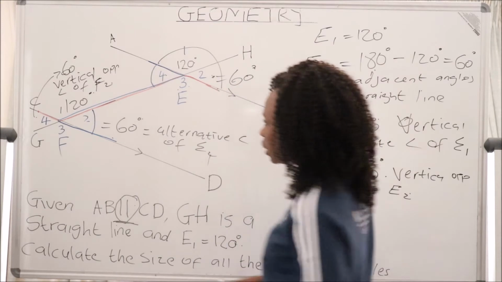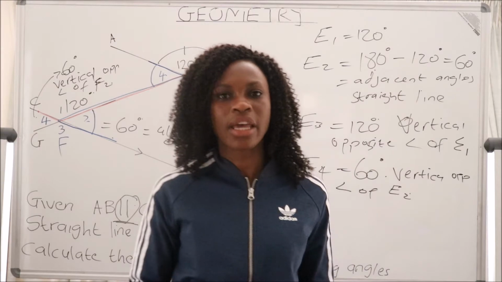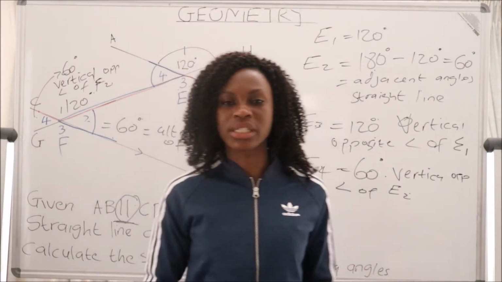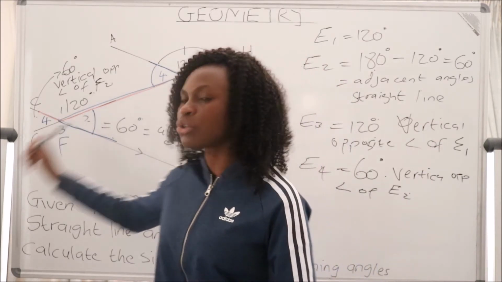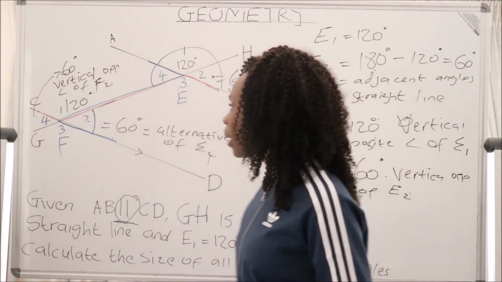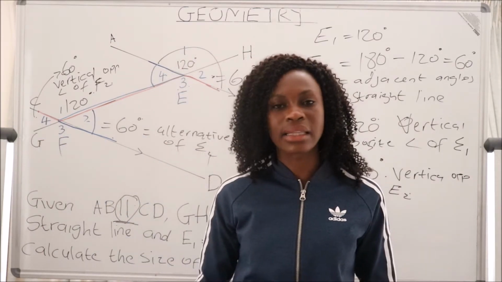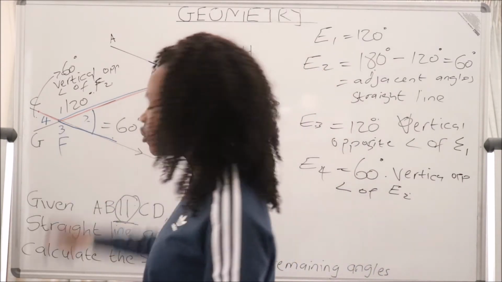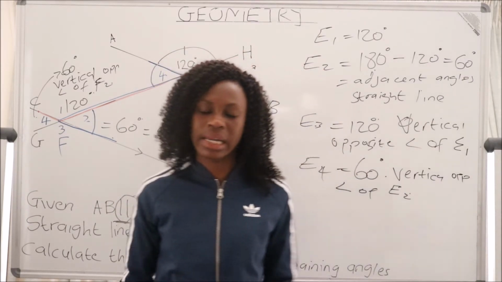Now that we have 120 degrees for F1, to get the value of F3, there are many ways we can do it. We can say that F3 is vertical opposite to F1, which is 120 degrees, and we know that vertical opposite angles are equal to each other. Or the other way is to say that F3 and F4 are in a straight line. Adjacent angles are supplementary, and they give a sum of 180 degrees. Or we can say that F3 and F2 are in a straight line, and they're supplementary angles. They must give us a value of 180 degrees.